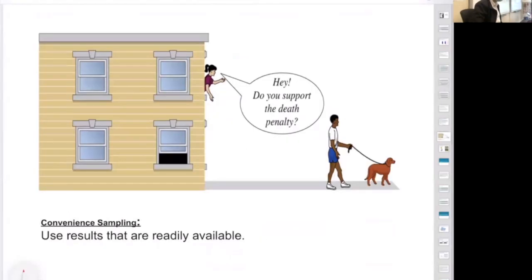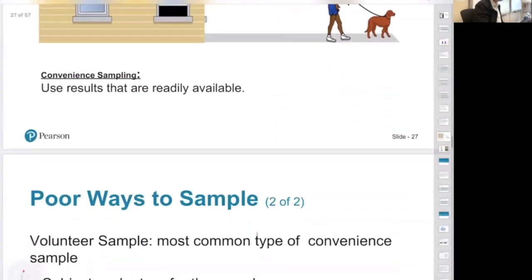So in this building, there is this lady, ask one just passing by her house, what do you think, or do you support this penalty? Okay, so it's easy to reach the subjects, as you can see.